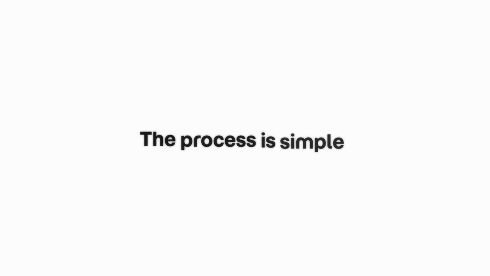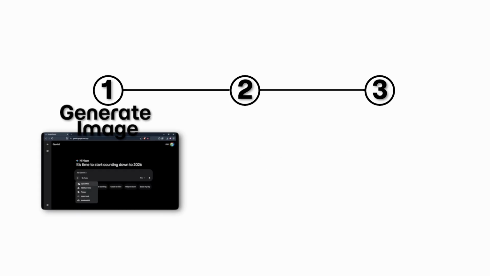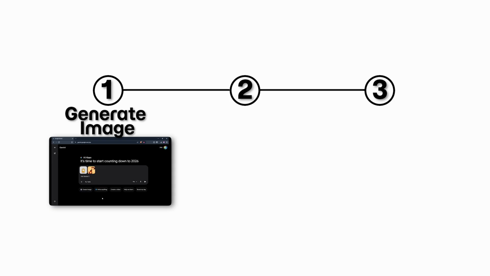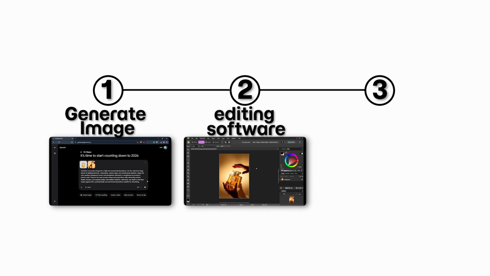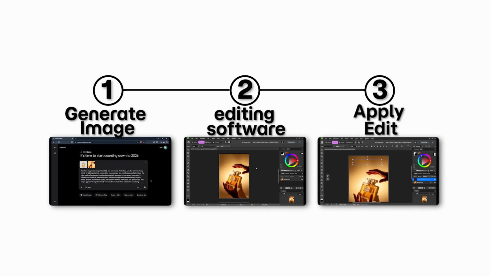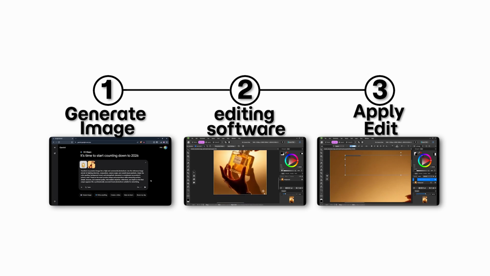The process is simple. There are only 3 steps. Step 1, generate an image using AI. Step 2, use an editing software to enhance the photograph. And step 3, add text, apply effects, and make it magazine ready.